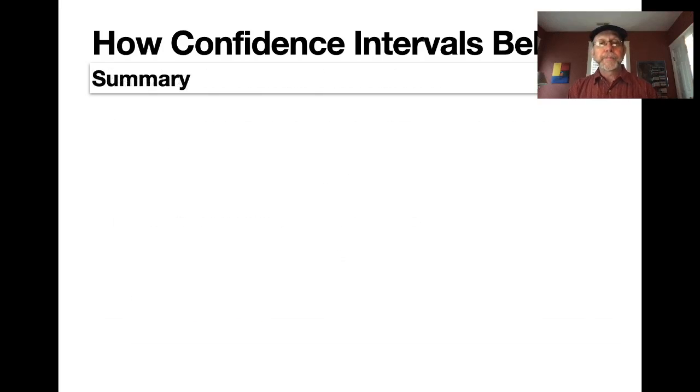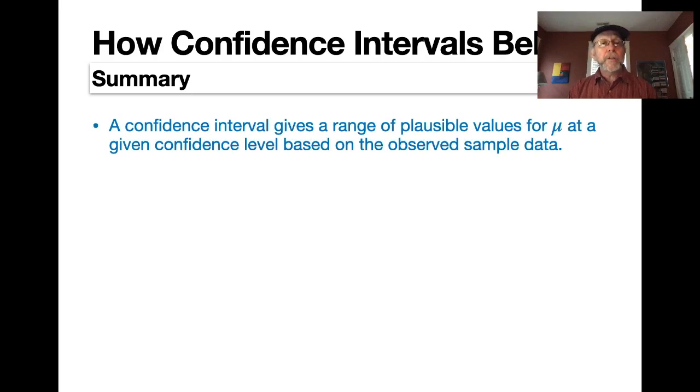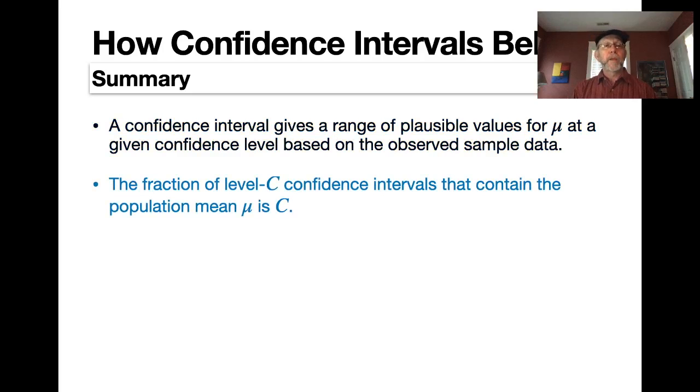Let's summarize. A confidence interval gives a range of plausible values for the population mean at a given confidence level based on observed sample data. The fraction of level C confidence intervals that truly contain the population mean mu is precisely C. So 90% of all 90% confidence intervals do in fact contain mu, and that's why you have 90% confidence in the interval that you compute.